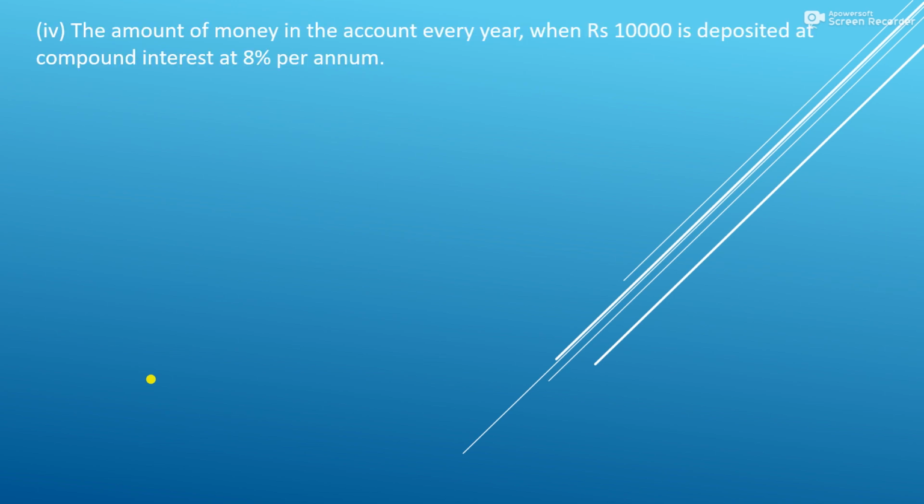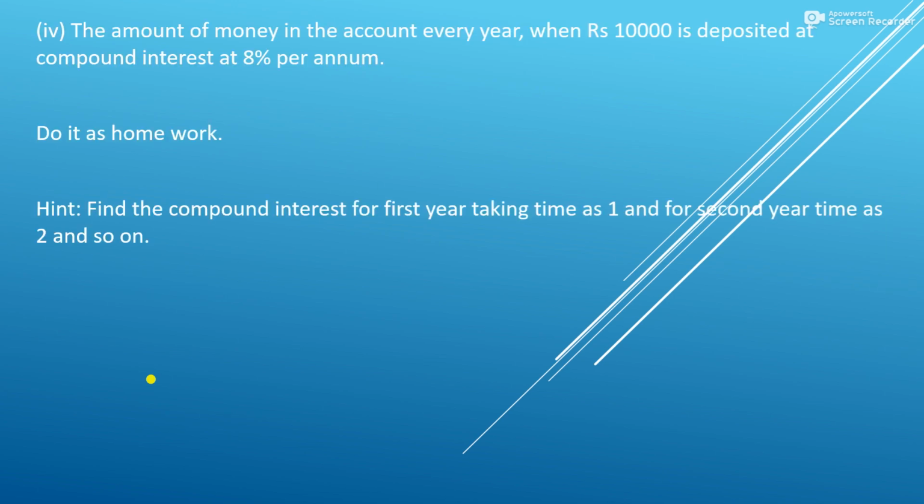Okay. The next problem is the amount of money in the account every year when rupees 10,000 is deposited at compound interest at 8% per annum. This question is similar to the first three questions which we have solved, so do it as a homework. But here I will give you some hint. First you have to find the compound interest for the first year, taking time as 1 year. For the second year we have to take time as 2. We know the formula to find the compound interest, right?